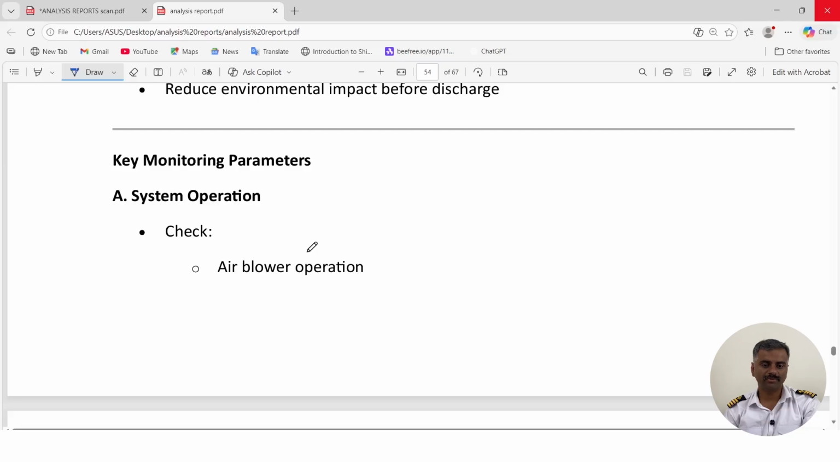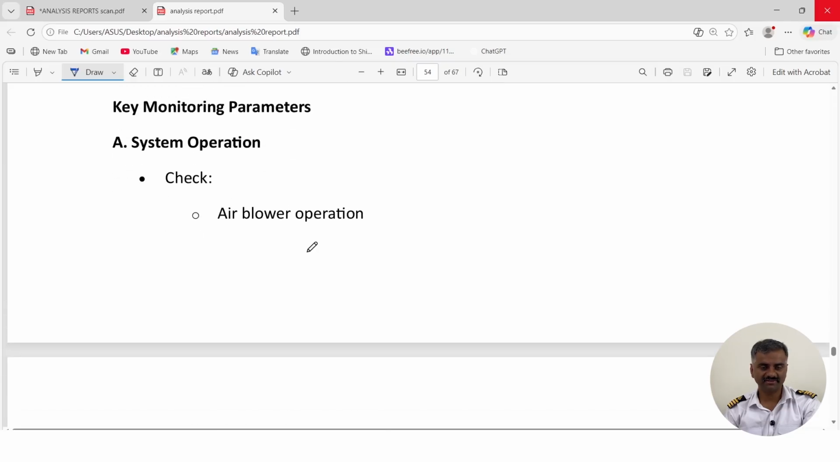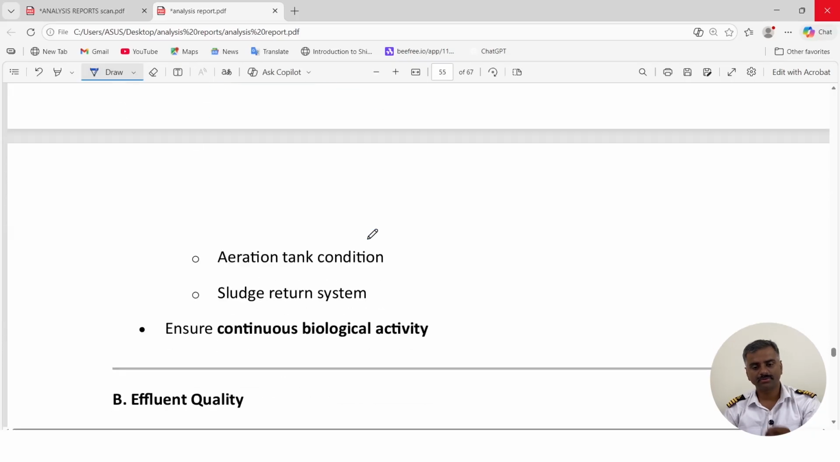So basically what we are doing, we need to discharge sewage with the treatment plant. Key monitoring parameters. Okay, what do you monitor in a sewage treatment plant? Air blower operation. So air blower, why is it given in the sewage treatment plant?